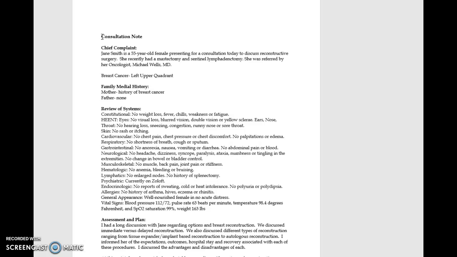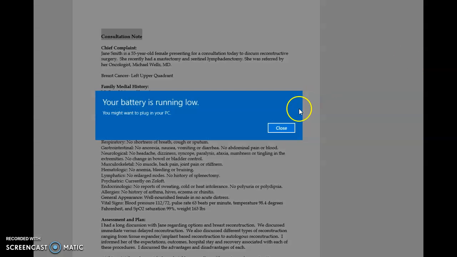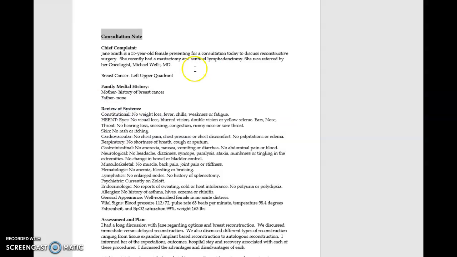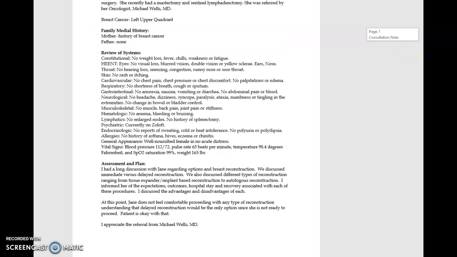We will be basing this off the 3 different elements: the history, the review of systems, as well as the medical decision making. So this is an evaluation and management code for this week. Just make sure that you're looking in your evaluation codes and you're looking for the consultation, and then you're going to base it off of those 3 elements.